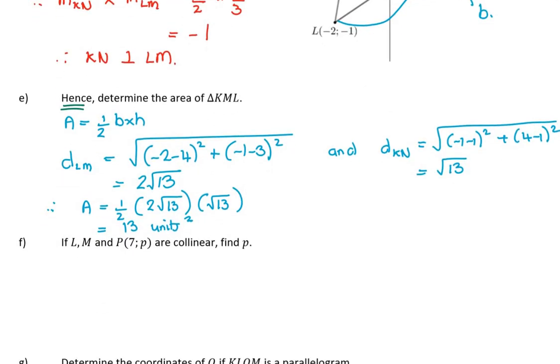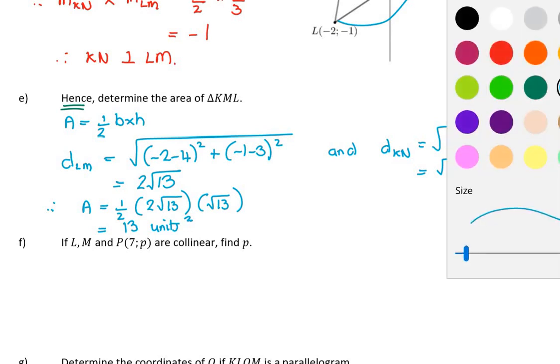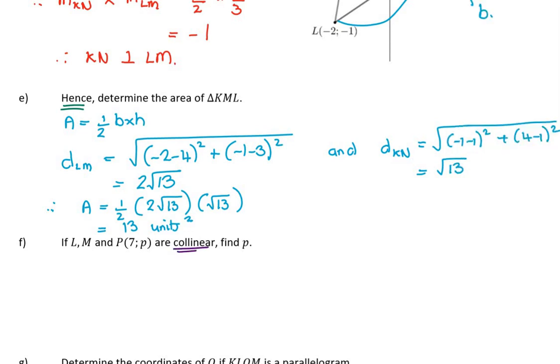Okay, next thing says, if L, M, and P, which is the point (7, p), are collinear. So this is a revision of what does the word collinear mean. Collinear means on the same straight line. So if L is the point which was given to me, (-2, -1), if M is the point (4, 3), on the same straight line is the point P, which is apparently (7, p). So on the same straight line is what collinear means.